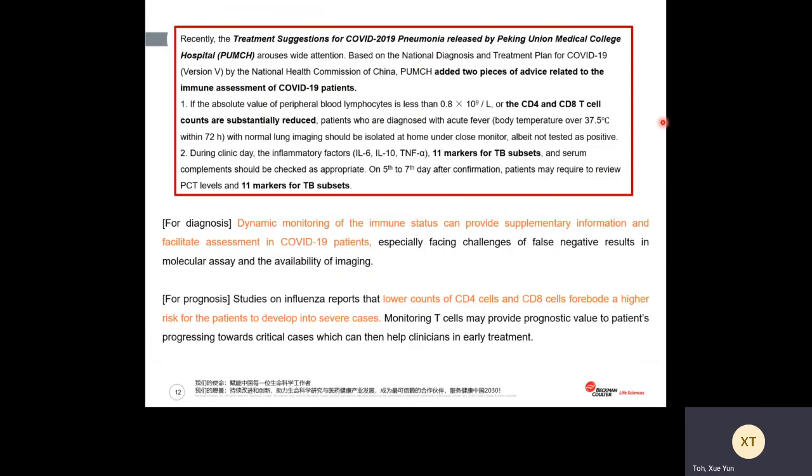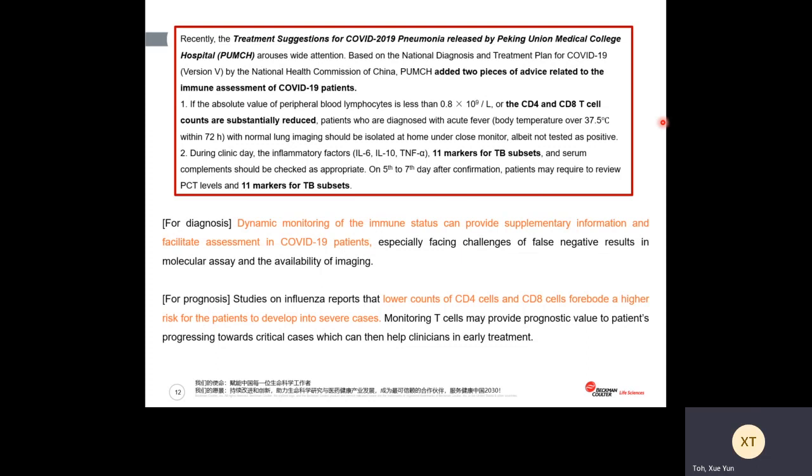Another recent treatment plan from Peking Union Medical College Hospital, or PUMCH, suggested looking at the absolute counts of lymphocytes in COVID-19 patients. They mentioned that patients with high fever and low lymphocyte counts, or substantially low CD4 and CD8 counts, must be isolated and monitored, even if they present with normal lung imaging or negative SARS-CoV-2 tests.